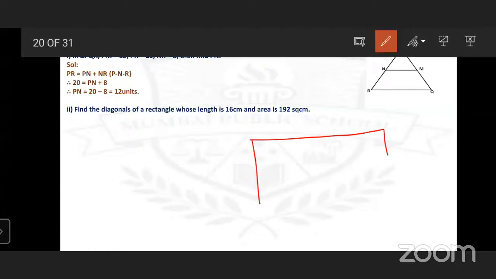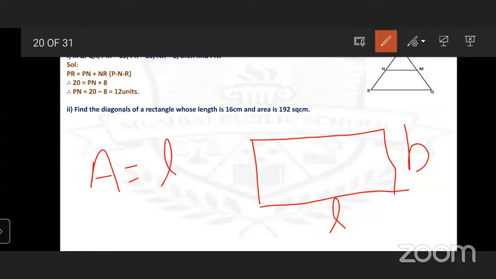So this is the rectangle, length and breadth. Area is given. First we write down the area of rectangle. Area of rectangle is length into breadth. And here find diagonal. Diagonal means this. So this is the right angle triangle. If we know the length and breadth, then easily by applying Pythagoras theorem, we find the diagonal.